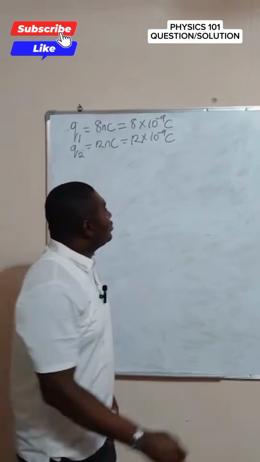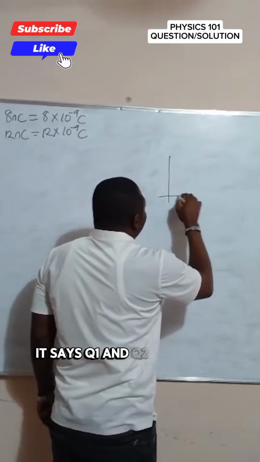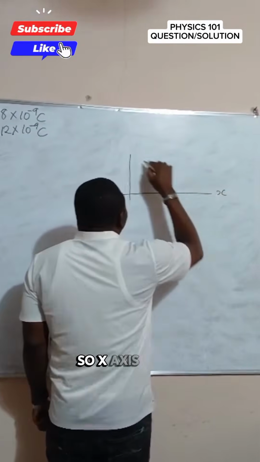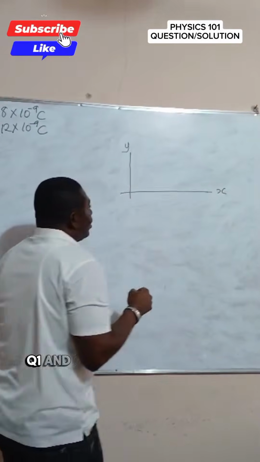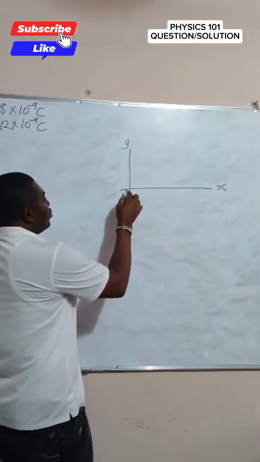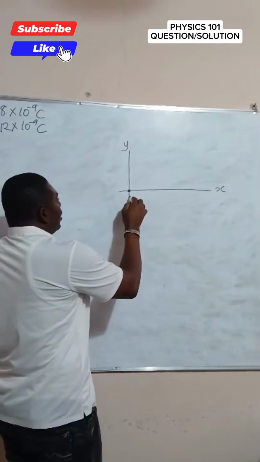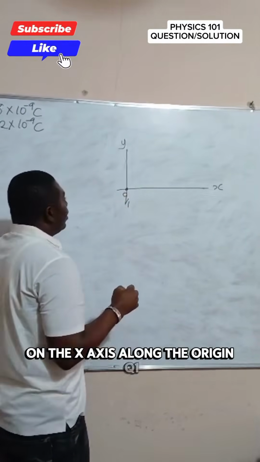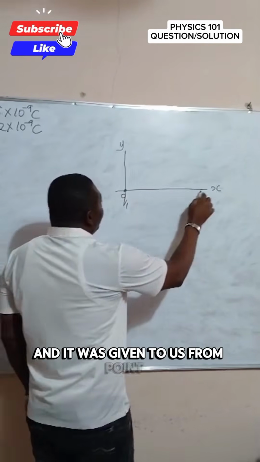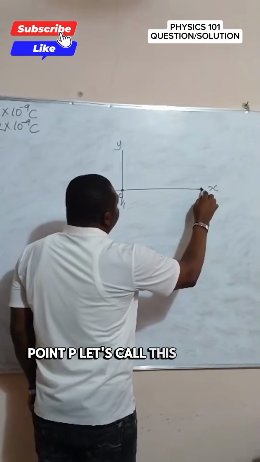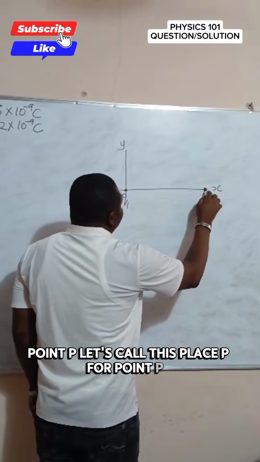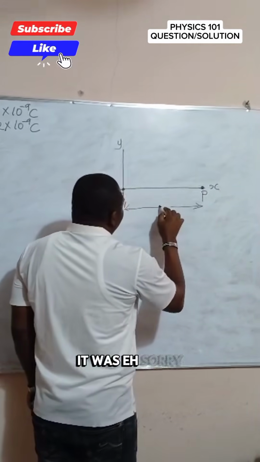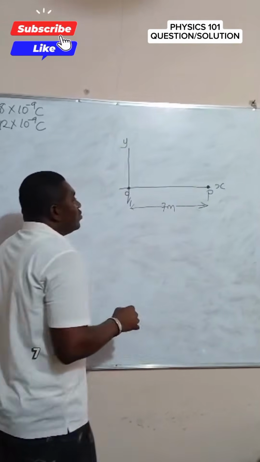Now from the question, it says Q1 and Q2 are along the x-axis. So x-axis, y-axis. Q1 was given to us on the x-axis at the origin. And it was given to us from point P. Let's call this place P. From Q1 to point P it was 7 meters, from the question, 7 meters.